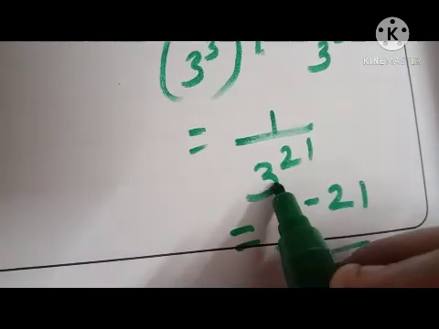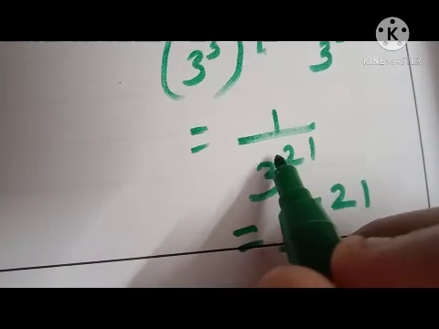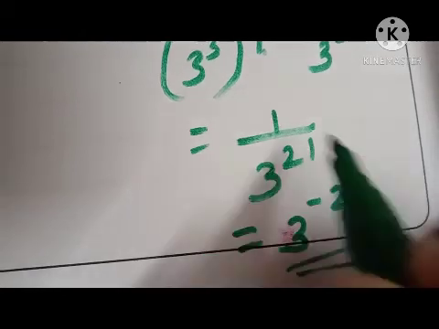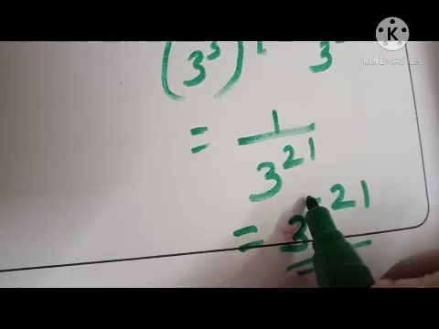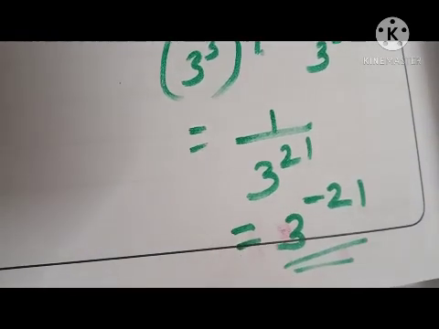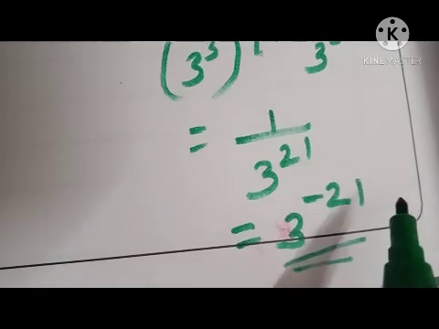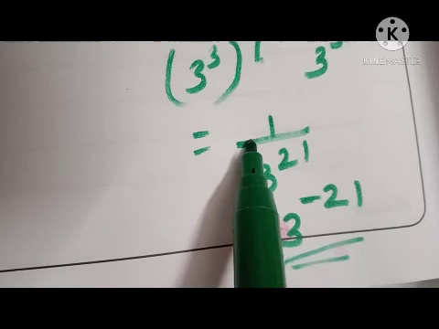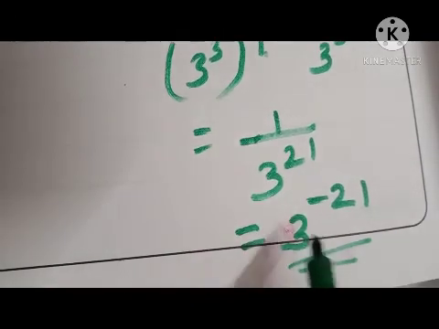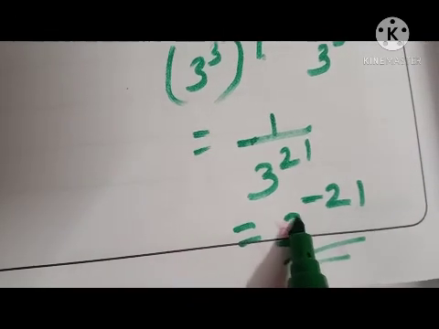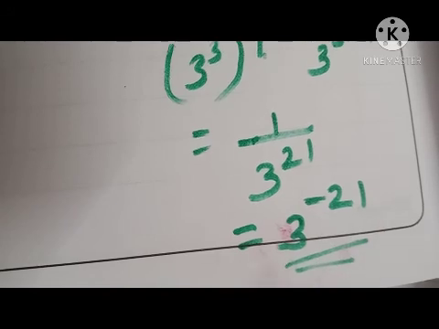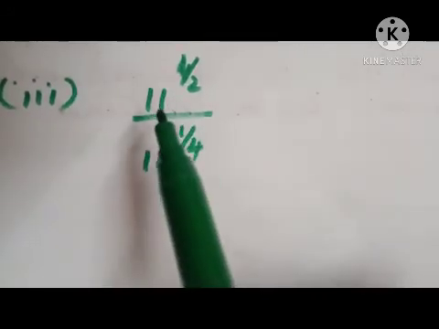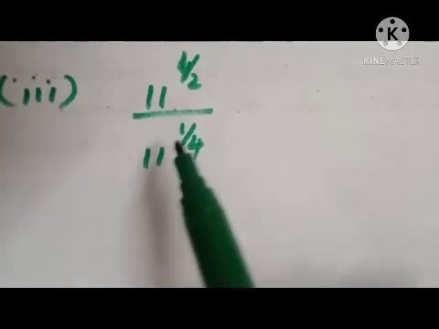It is the reciprocal. Here it is a positive power. So when we write its reciprocal, that changes to negative. So 3 raised to negative 21. You can express this answer in the form of 1 by 3 raised to 21 or in this form, you can do it either way. Sub question is 11 raised to 1 by 2 divided by 11 raised to 1 by 4.